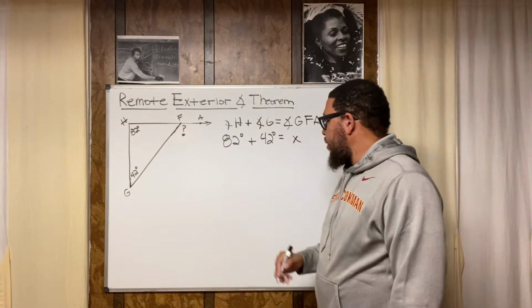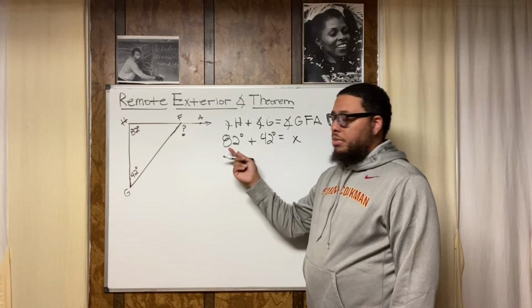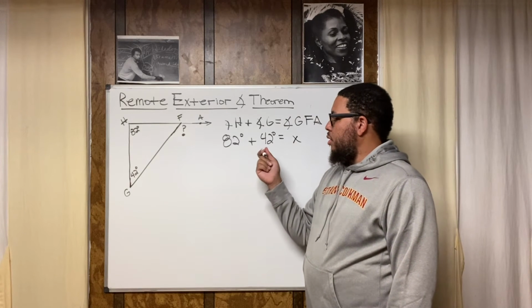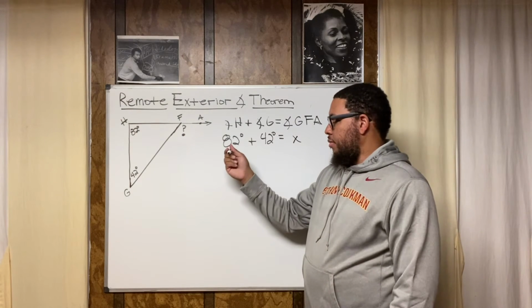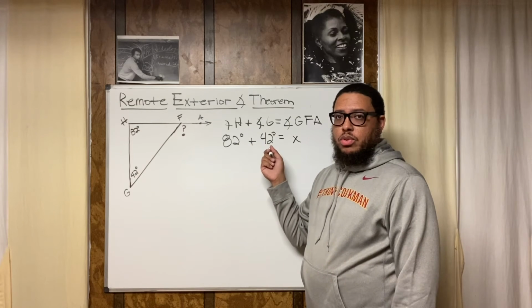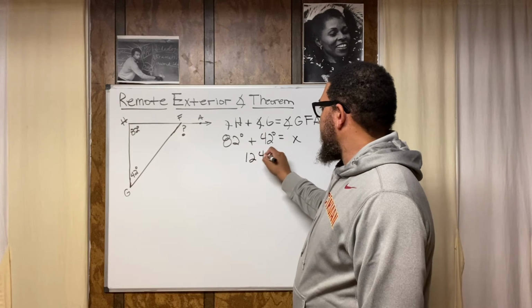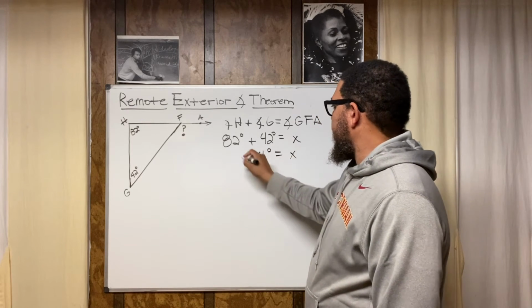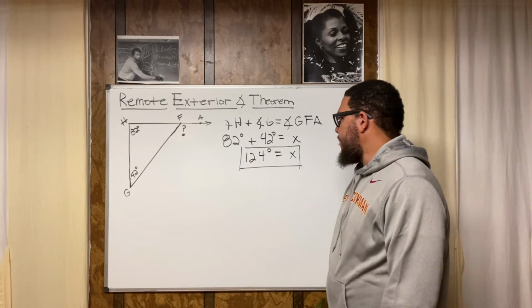I like using X. All right, so now what we're going to do is just add these two angles up, the measurements, right? 82 plus 42. I do the mental math. Add the 80 and the 40, that's 120. Add the 2 and the 2, that's 4. So that's 124. That's 124 degrees is equal to X. And that's that.